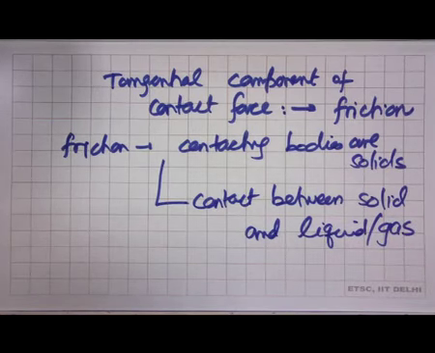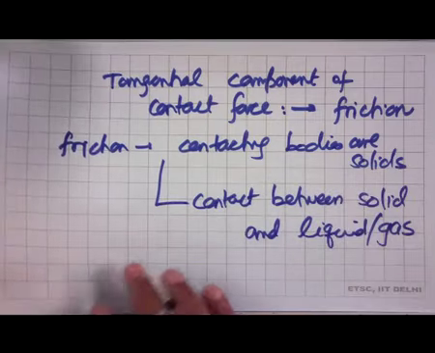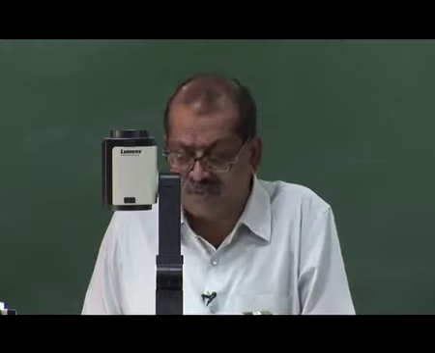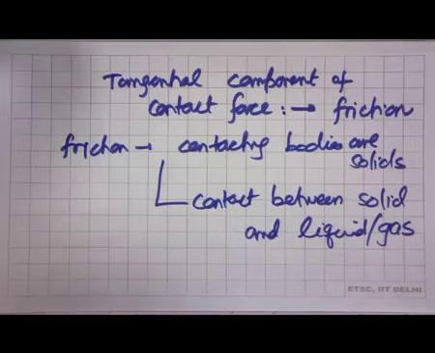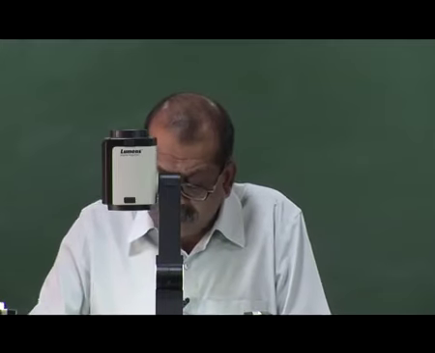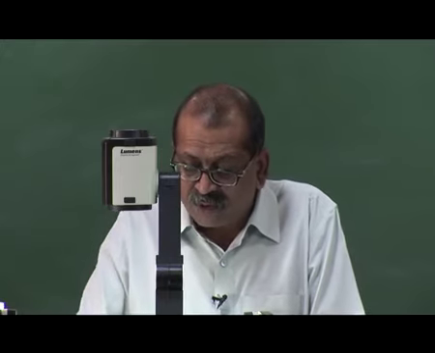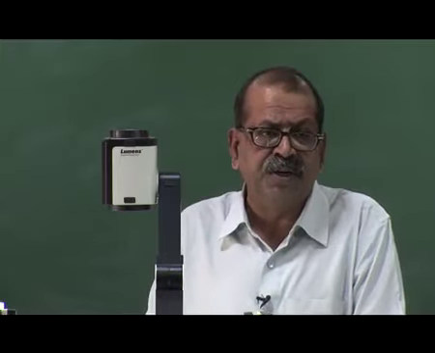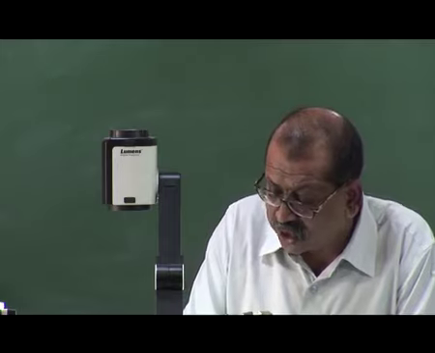Let us first look at the case when both the contacting bodies are solids. This is generally referred to as the force of friction. If the contact is between a solid and a liquid or a gas, it is called the force due to fluid friction, and the relations we write for these forces will be different. So, first let us look at the force of friction between two solid bodies.